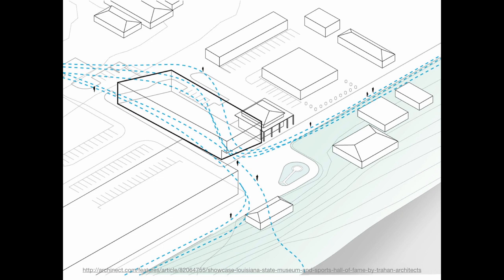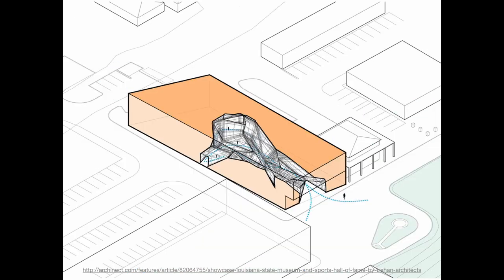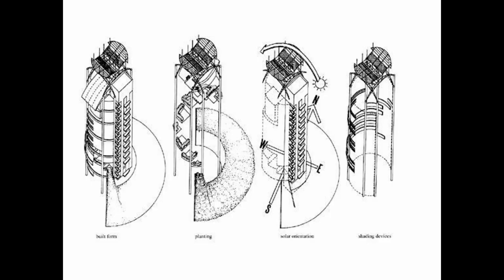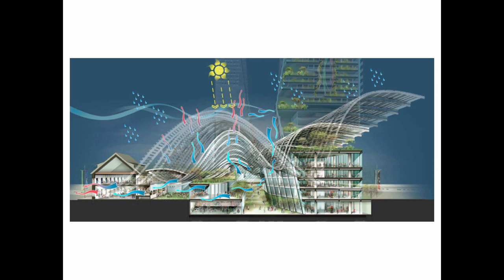Another example here of people moving through space, and then ultimately how it transforms that object, that building. These examples are building elements moving, so sun, wind, and that sort of thing. It's a little hard to read.